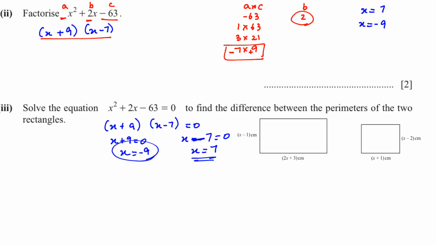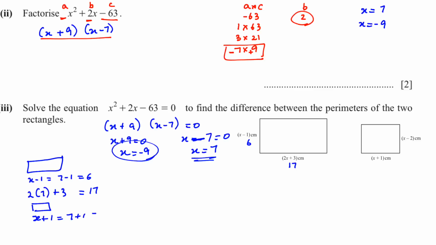Let us find the length and the width of the big triangle. So this is the big one, and we have x minus 1. So we will write it 7 minus 1, which is 6. Then we have 2 times 7 plus 3. That is 17. For the small triangle, we have x plus 1. So x plus 1 will become 7 plus 1, which is 8. And then you have x minus 2, which will be 7 minus 2, which is 5.